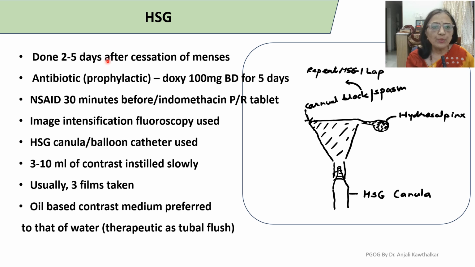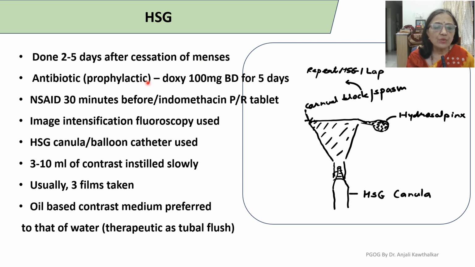HSG as well as laparoscopy are both done 2 to 5 days after cessation of menses. During menses it is not done, as it will lead to difficulty in interpretation because of the presence of blood clots or blood. It is not done around the expected timing of ovulation, because of the possibility of conception and disturbing a pregnancy. That is why the best time is the follicular phase only, usually from day 2 to day 5 after the complete cessation of menses. This is the correct timing.